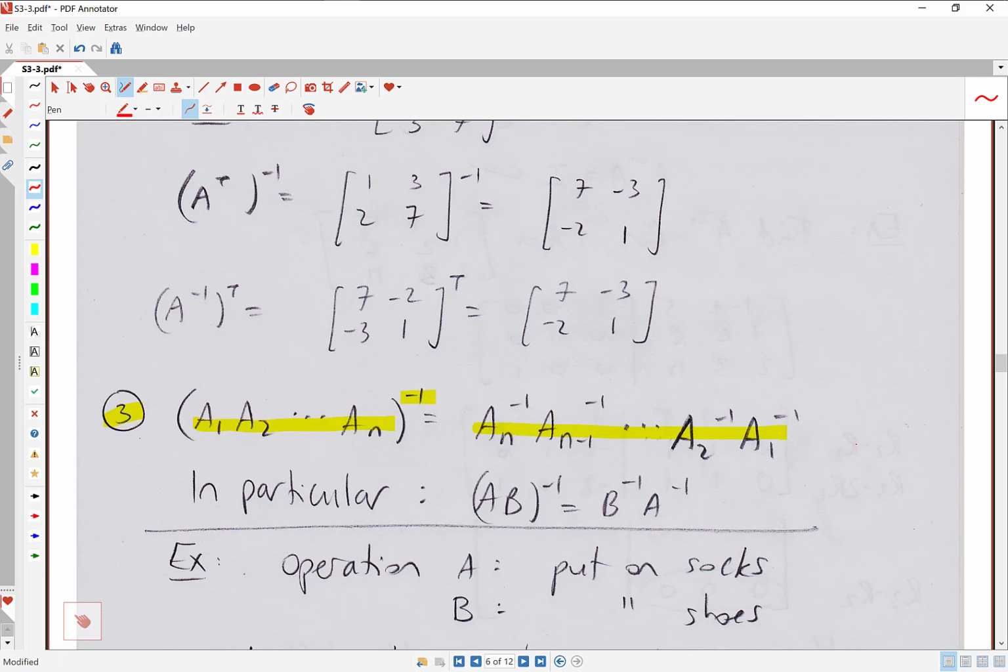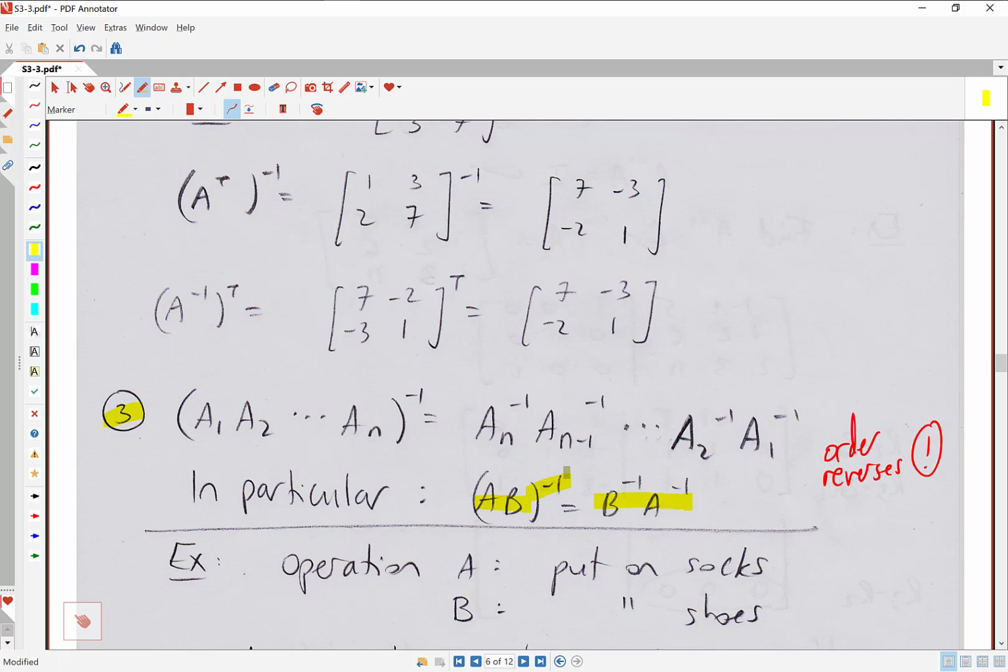So order reverses. What you may want to think about is just a particular case that's going to come up quite often, which is just the situation where you have a couple of matrices multiplied together, and then you take the inverse of that product. So the inverse of AB is B inverse A inverse. We are passing the inverse to the individual matrices, but the order reverses.